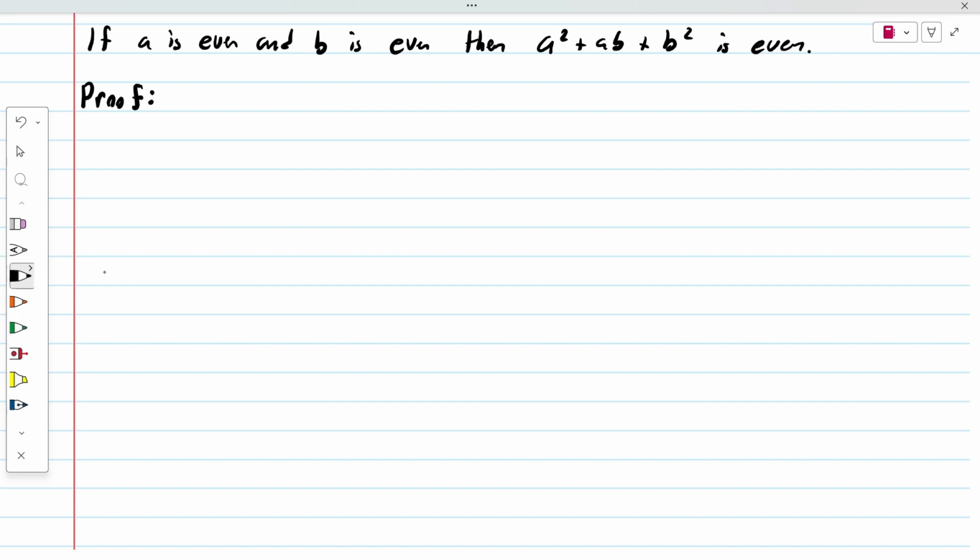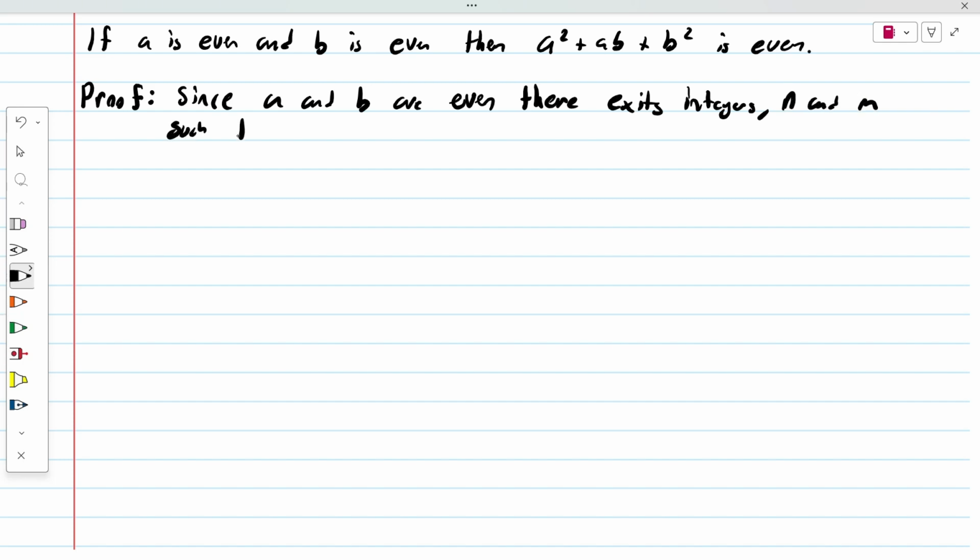Okay, so since a and b are even, what does it mean to be even, right? Well, if it's even, it can be expressed as an integer times 2, because every even number can be expressed as an integer times 2. So like 0, 2, 4, 6 is really like 0 times 2, 1 times 2, 2 times 2. So we can express both of these as integers times 2. We can say there exist integers, and we'll just use n and m, such that a is equal to 2n and b equals 2m. So we know these are integers and they're expressed as 2n and 2m.